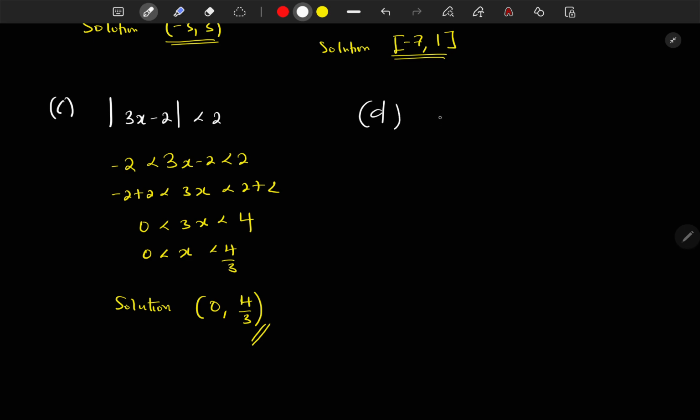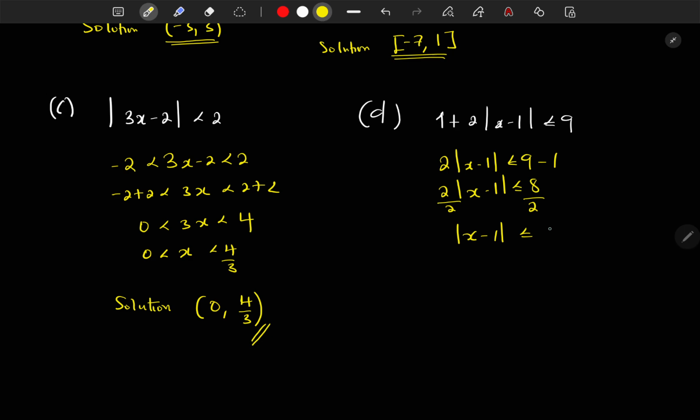Then another one, it says 1 plus 2 modulus of x minus 1 less than 9. So the first step is this 1 is alone because there's a plus sign there. We can take it to 9 so that we can have 2 modulus of x minus 1 less than 9 minus 1. So we have 2 modulus of that, and less than 9, then have 8 there. And because we've got 8 there, we can still divide by 2, and we divide by 2. So we'll be having the modulus of x minus 1 is less than or equal to 4.